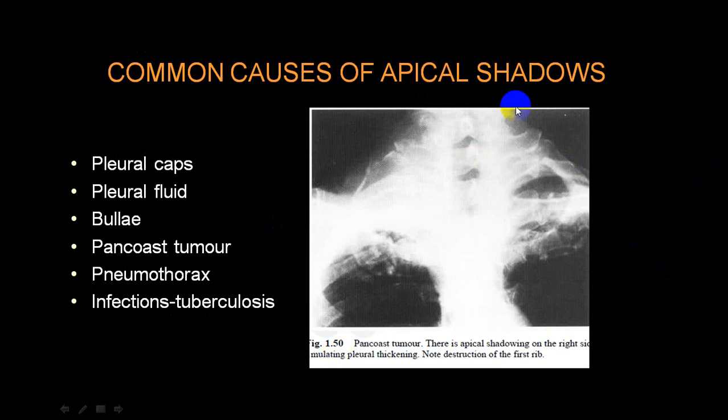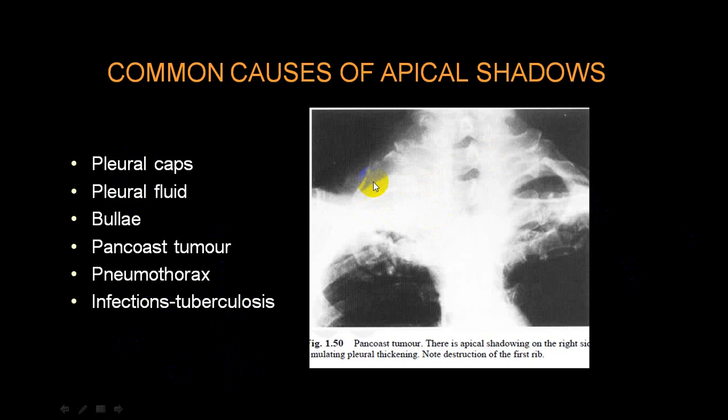So if you see a radio opacity in an apical lobe, it may be because of pleural cap, pleural fluid, bulla, Pancoast tumor, pneumothorax, tuberculosis, etc. You see some apical shadows. In a case of a pneumothorax, you will see a radiolucency. In bulla, you will see a radiolucency. Pleural fluid will be opaque. Calcified pleural caps we call radio opacity. And in case of tuberculosis also, you will see a radio opacity.